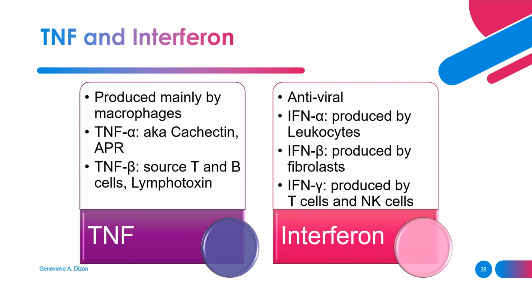Interferons are antiviral. They are a group of signaling proteins that can warn cells around them. So they are produced by infected cells, virally infected cells, so that they can tell the other healthy cells around them that they have been infected. Interferon alpha are produced by leukocytes, interferon beta are produced by infected fibroblasts, and interferon gamma are produced by infected T cells and infected natural killer cells.